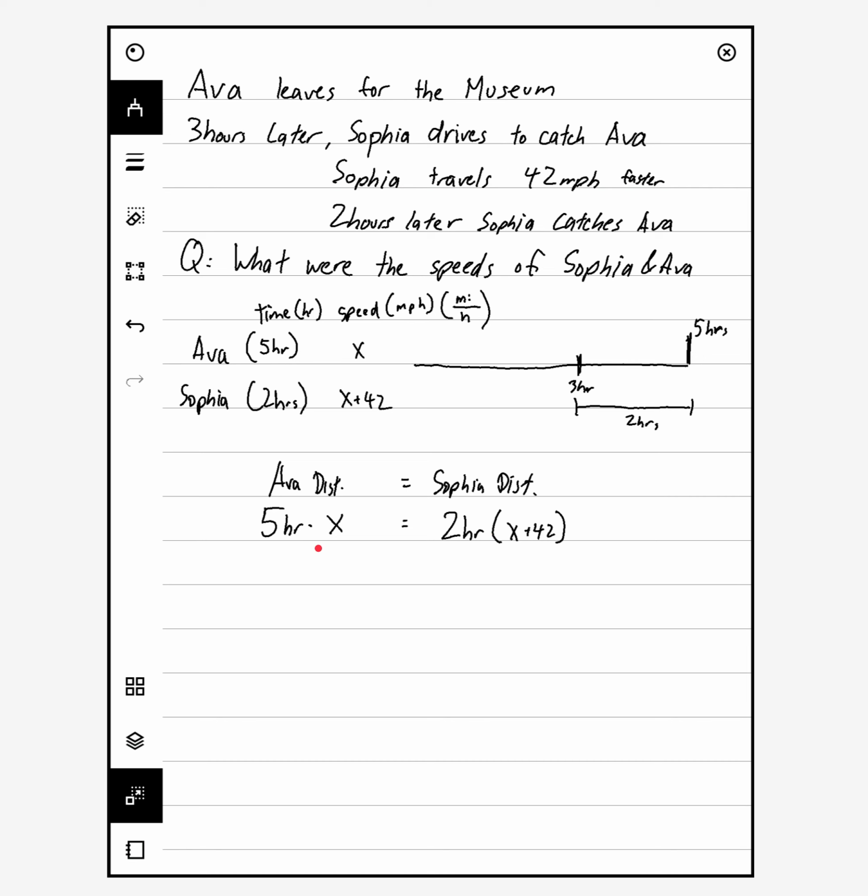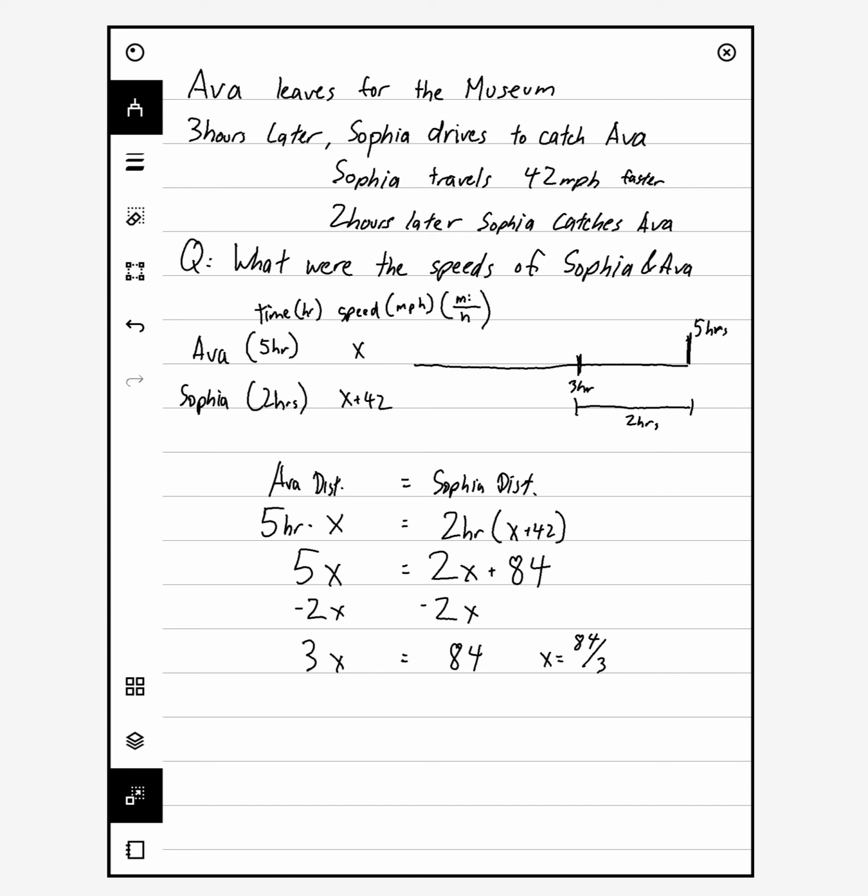All right, so this, if I combine it, gives me 5x is equal to 2x plus 2 times 42, 84. All right, if I want to isolate x on one side, I'm going to remove it from this side. So I'm going to do minus 2x, and that gives me 3x is equal to 84. Or x is equal to 84 over 3.